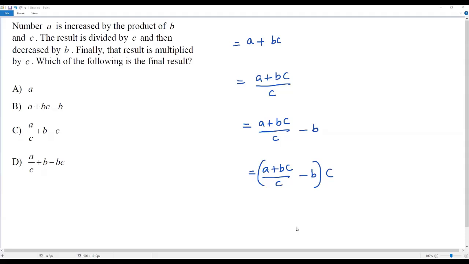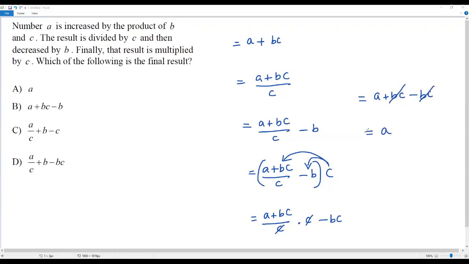Okay, so to simplify this one, I have to distribute this C to this one and this one. When I distribute this C, the fraction A plus BC over C has to be multiplied by this C. So then I'm getting A plus BC over C times C. And when I distribute this C to this negative B, it will become negative B times C, that is negative BC. And this C will cancel out. So I'm getting A plus BC minus BC. This plus BC minus BC will cancel out.